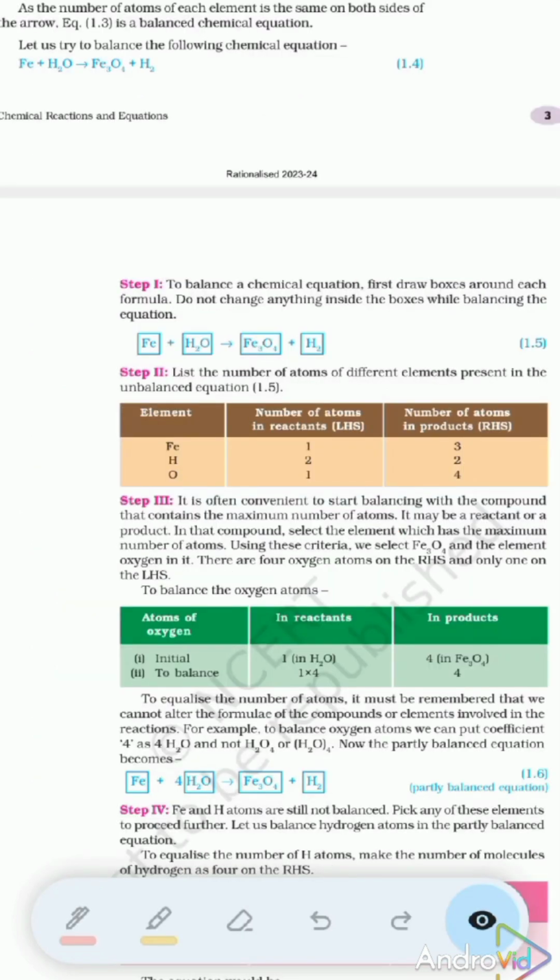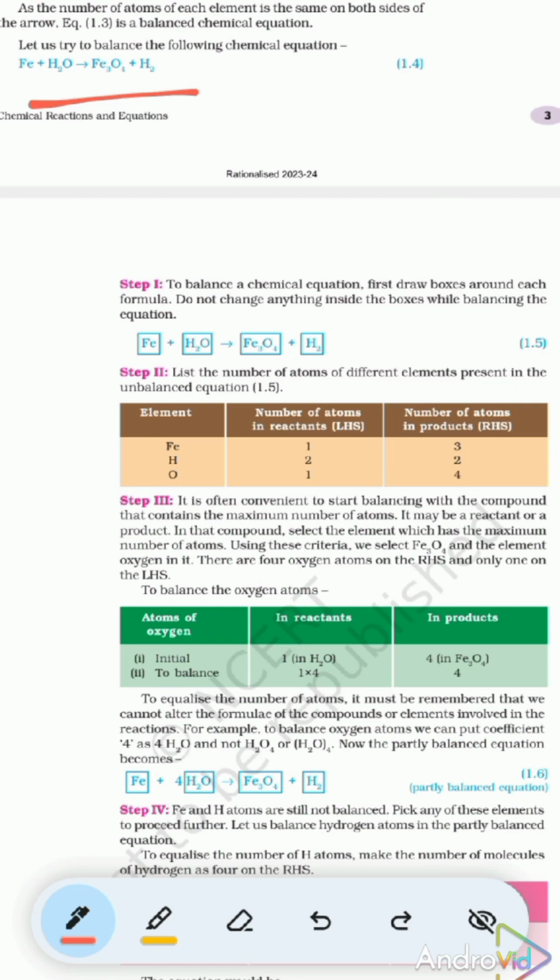Now similarly we are going to try to balance the chemical equation Fe plus H2O, that is iron plus water, gives ferric oxide plus hydrogen gas is evolved. So here the given equation is Fe plus H2O gives Fe3O4 plus 4H2.